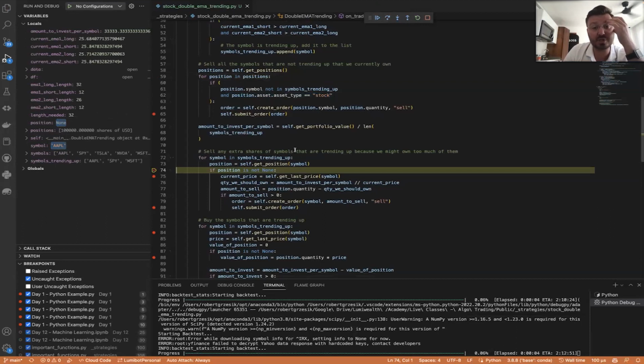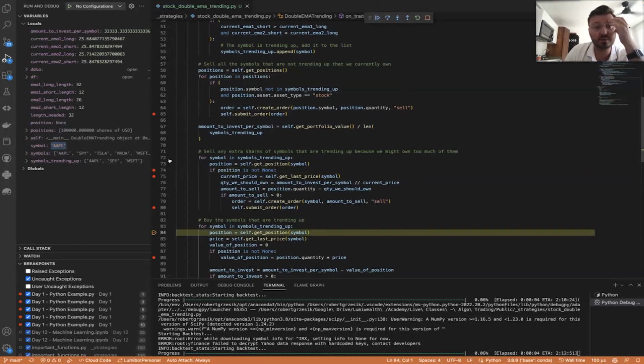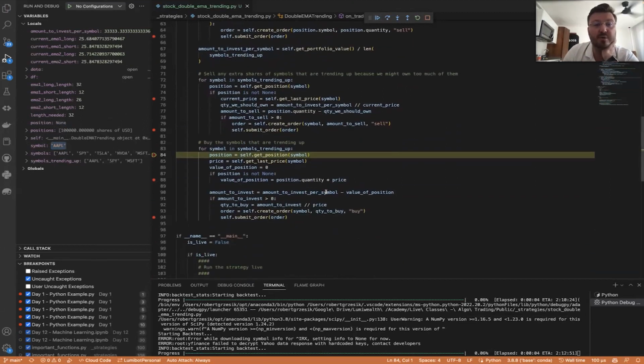Okay, now we go sell any extra shares, right? So we check here, there's no position in that symbol, no position in the next symbol, right? No position in the next symbol. So we're good. So it actually ignored that properly. Perfect. And now we say we buy the symbols that are trending up. Okay. So now let's see if it buys it correctly.